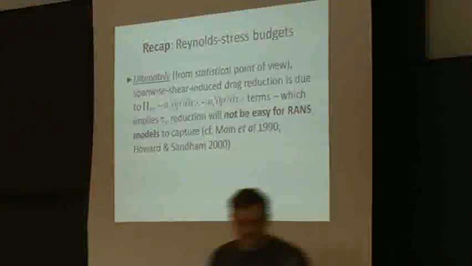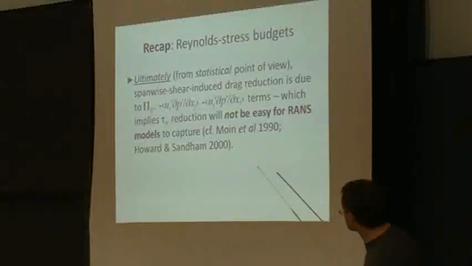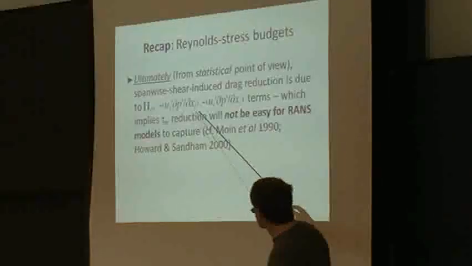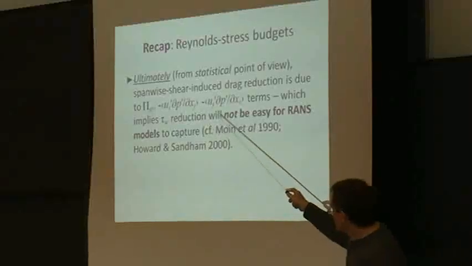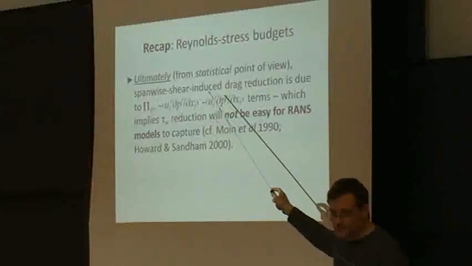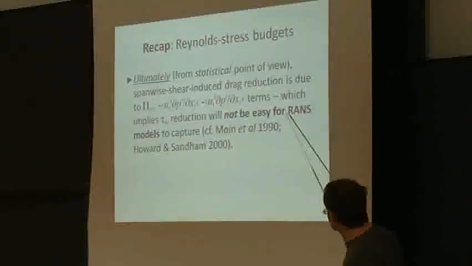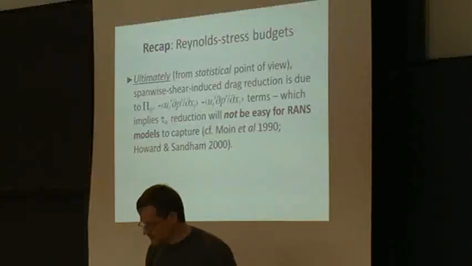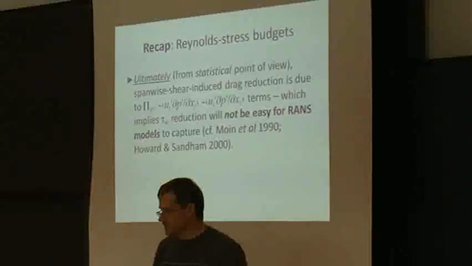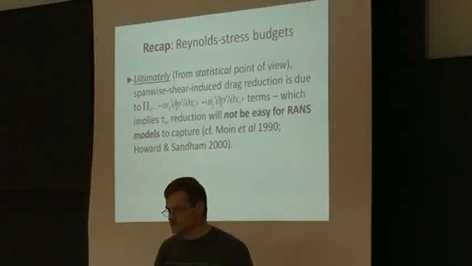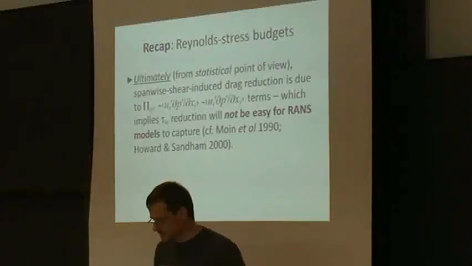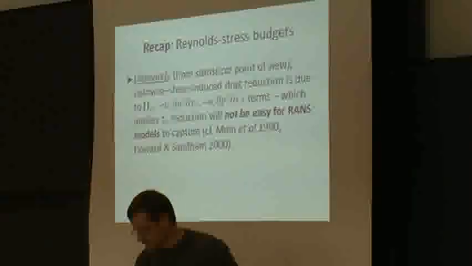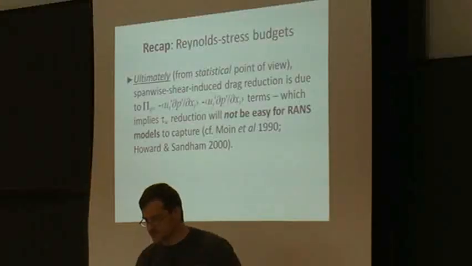Why do I trouble you all with that? It's just to get to this main result: from a statistical point of view, all the changes are due to this nasty pressure gradient velocity correlation, which means this isn't going to be very easy to model at all. It's a bit disappointing because if you're interested in examining different flow configurations, maybe design studies, maybe for flow control, you're not going to be able to tell very much in a RANS approximation of this very simple flow.